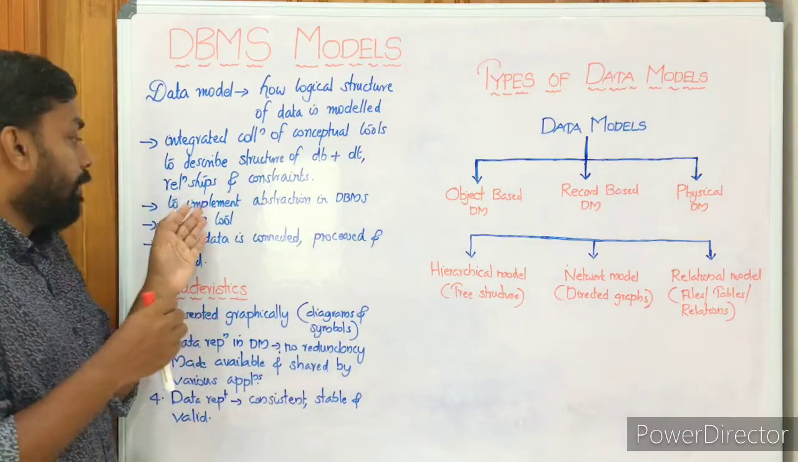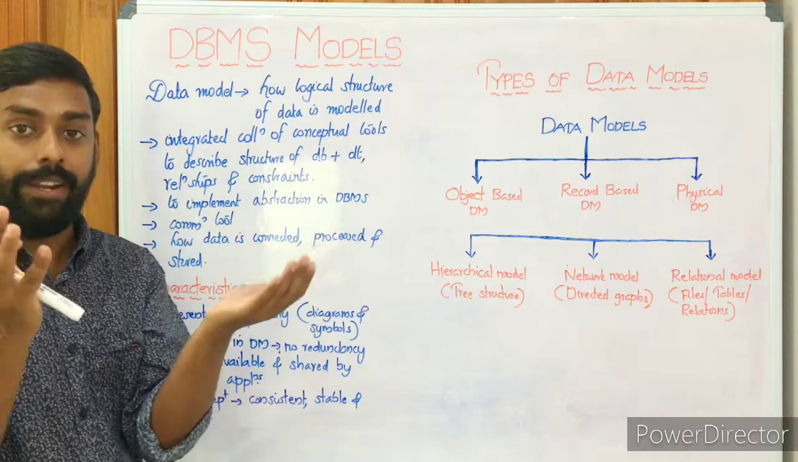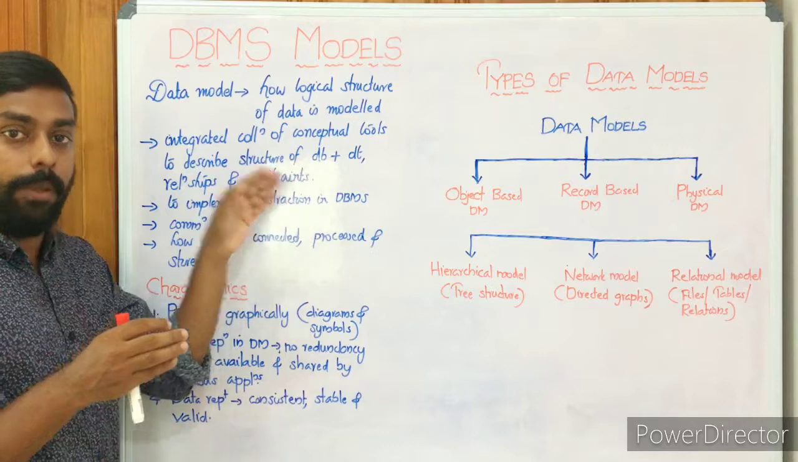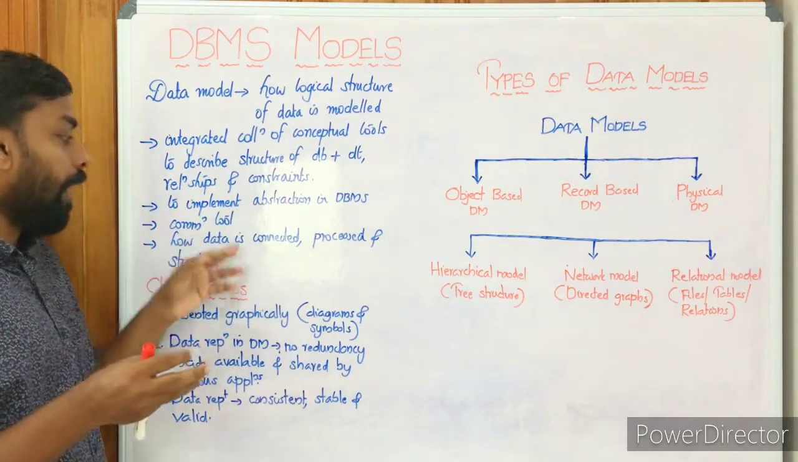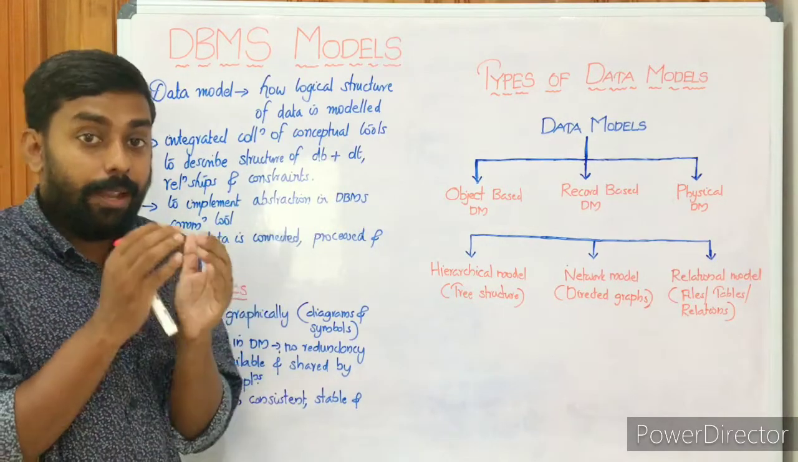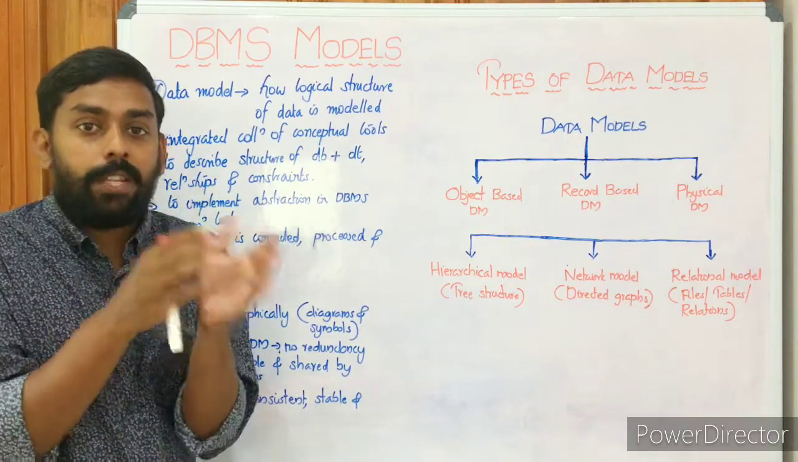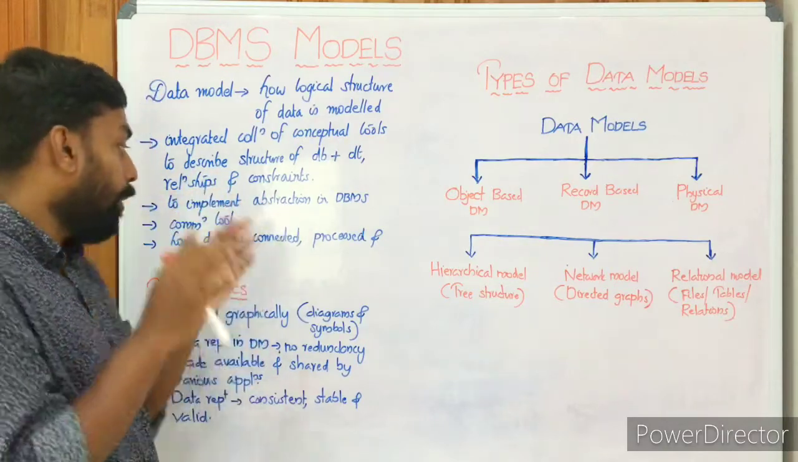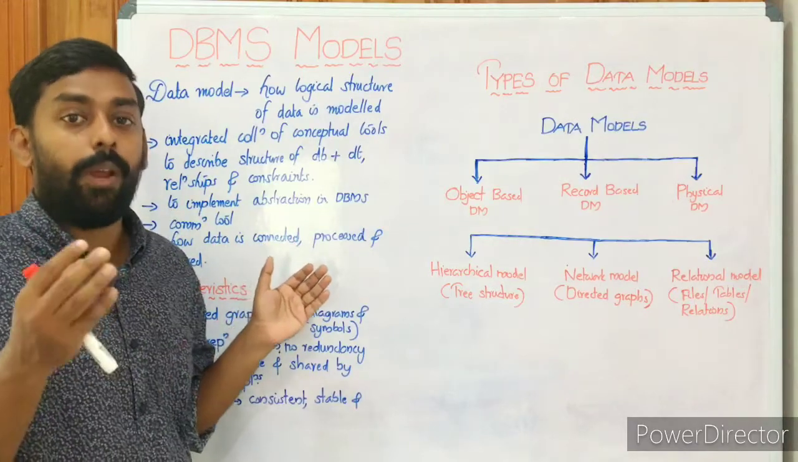Then it's a way to implement abstraction in DBMS. You know what abstraction is? It's a kind of idea. So a data model is used to implement abstraction in DBMS, and it's a communication tool. It's a way to communicate how data is connected, how data is processed, and how data is stored. It's a communication tool that connects the different aspects of the database.